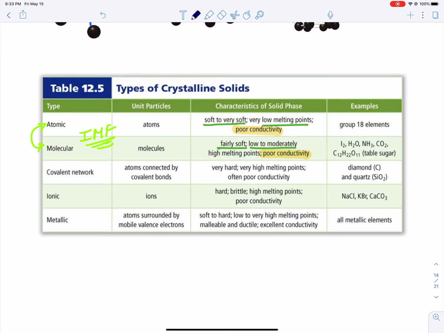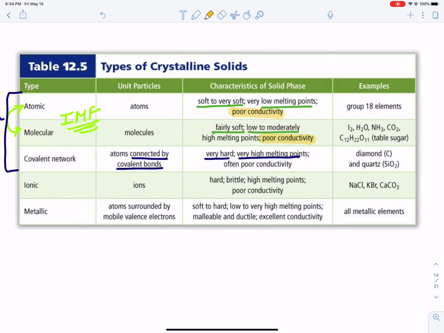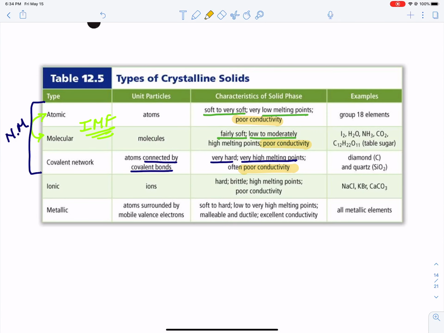Now, a covalent network solid, right? All three of these are non-metals. These would be made up of non-metals. But what's different about a covalent network solid is they're connected by covalent bonds, not intermolecular forces. So very hard and very high melting, but still poor conductivity. Because, again, no charged particles, they're not free to move.